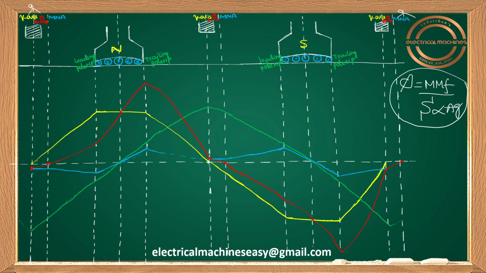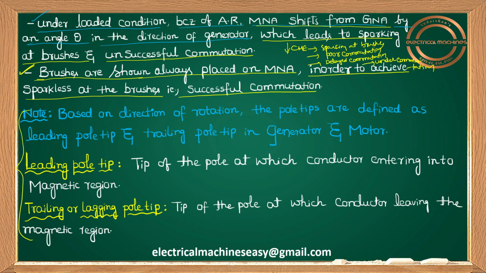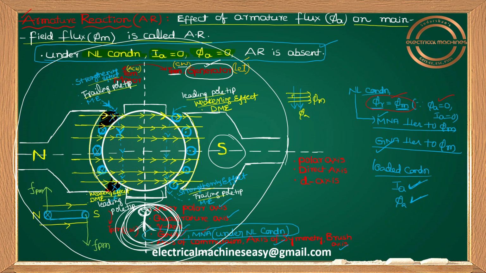Before that, I think I had taken conductors under north pole. How many conductors did I take here? If you want, I will show you once again. Yes, under north pole you have one, 1, 2, 3, 4, 5. Okay, 5 conductors I had taken. And under south pole also I took 1, 2, 3, 4, 5. That means I have 5 conductors under north pole and 5 conductors under south pole.